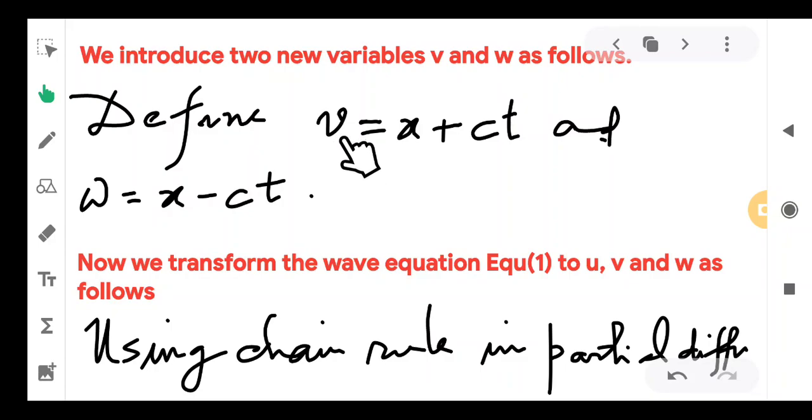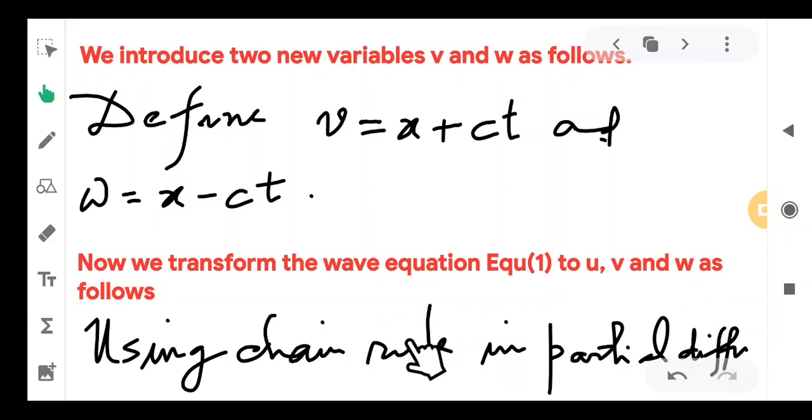So vx is equal to 1, vt is equal to c, wx is equal to 1 and wt is equal to minus c. Now we transform the wave equation, which is there in equation number 1, into new variables. Already u is there, v and w are newly introduced variables. So we convert u of x, t into u of v and w.